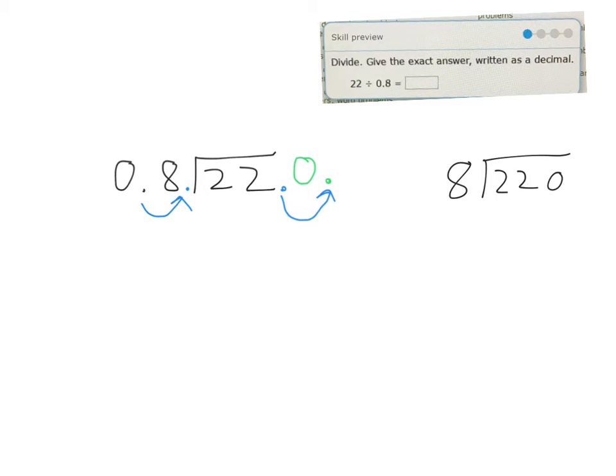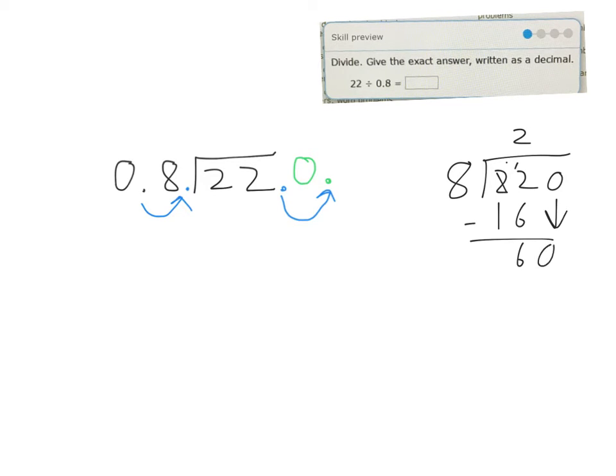How many times can 8 go into 22, or how many times can I take 8 out of 22? 2 times. 2 times 8 is 16, minus equals 6. If you're having a hard time with that, 1, 12, 6.